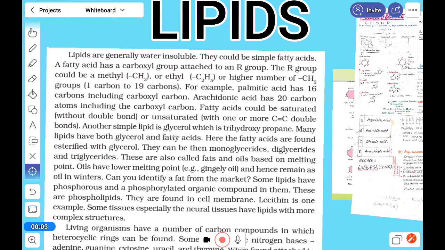Welcome to BioClass. Today we are going to discuss lipids and nucleic acid. Lipids.